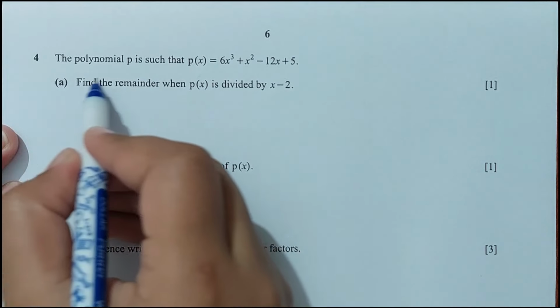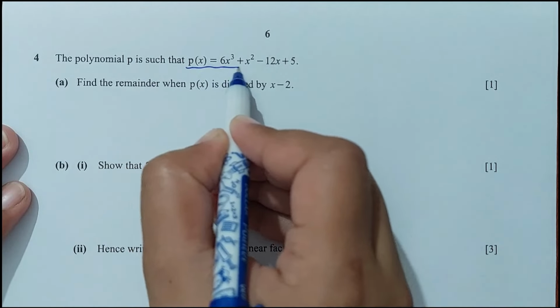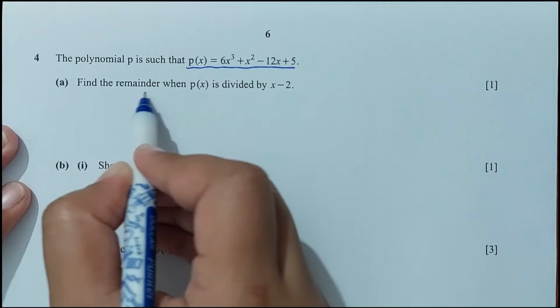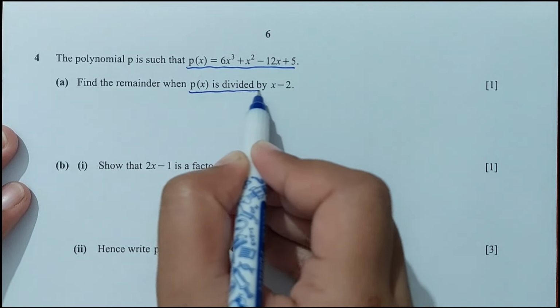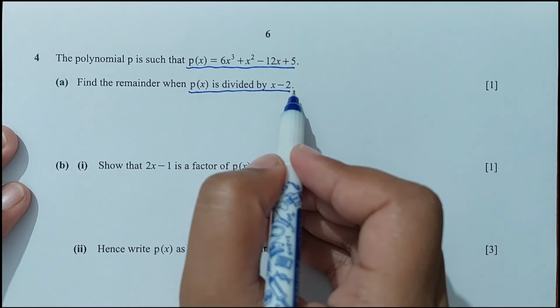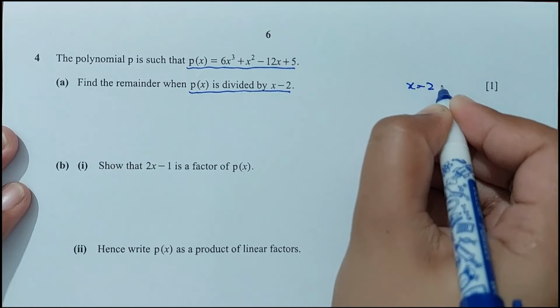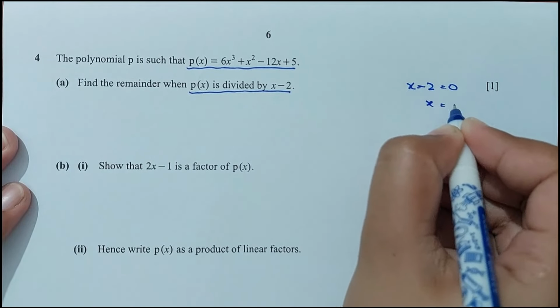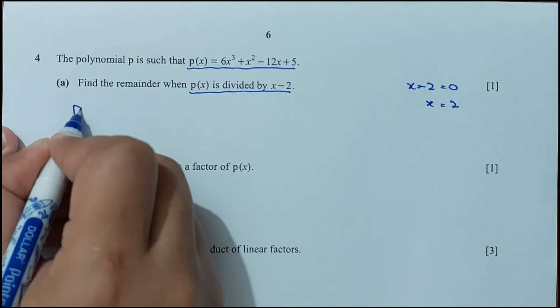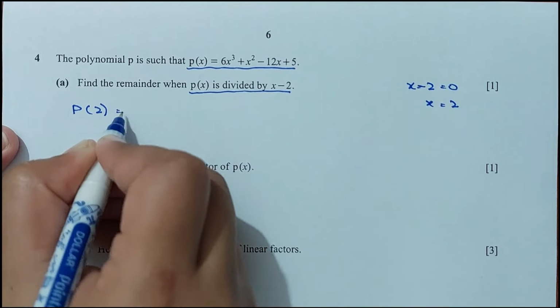Question number 4. The polynomial p is such that p of x is given. Part A, find the remainder when p of x is divided by x minus 2. If it is divided by x minus 2 equals to 0, so x would be equal to 2. So we have to solve for p of 2 and find out the remainder.